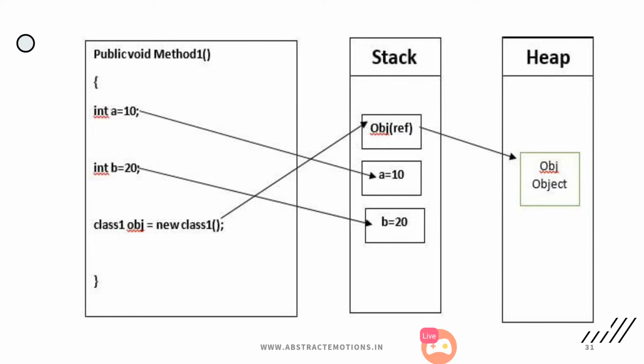Okay, and then if you talk about primitive and non-primitive, two types of memory come into picture, stack and heap. Stack is limited, heap is unlimited. So stack keeps the reference.